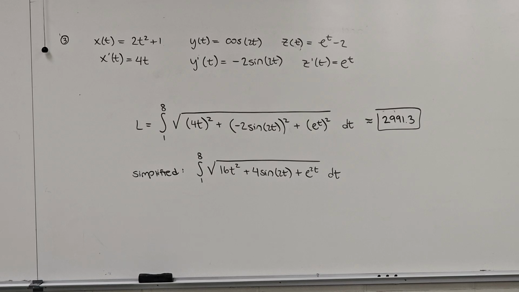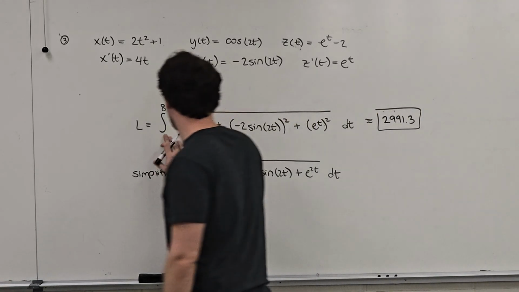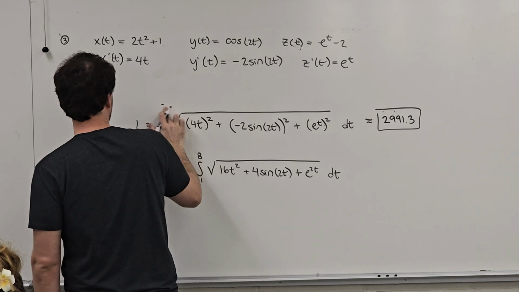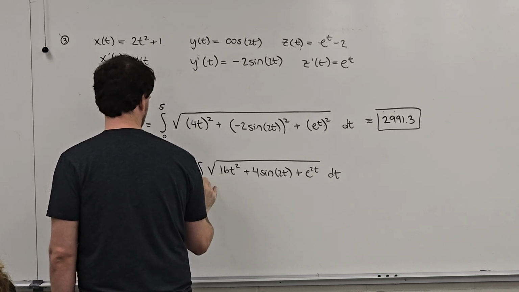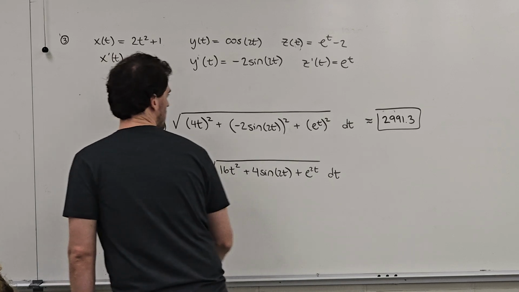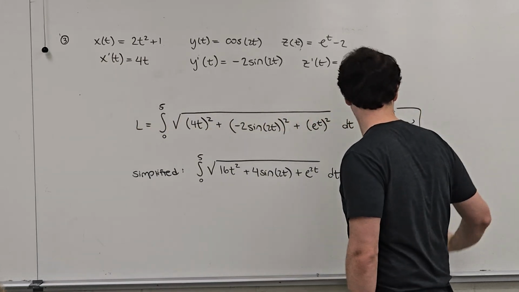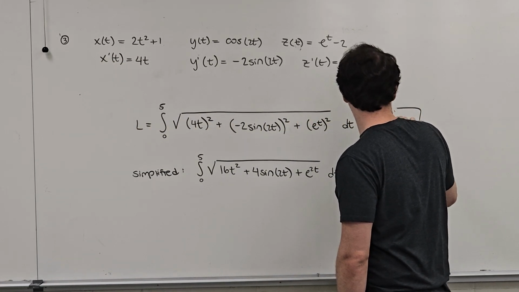Number 3, that should be an interval 0 to 5, not 1 to 8. Which would give me what as a decimal? 160. 10.